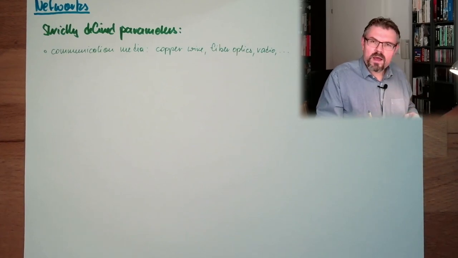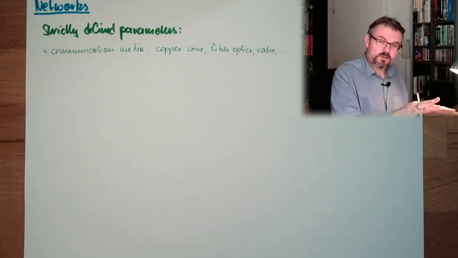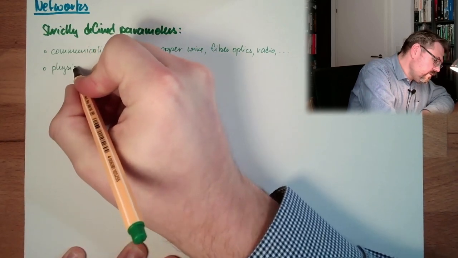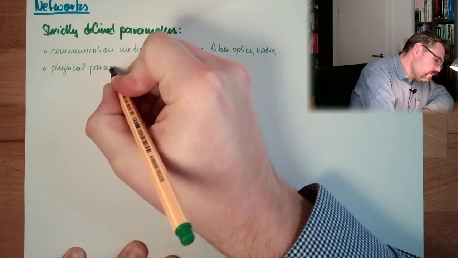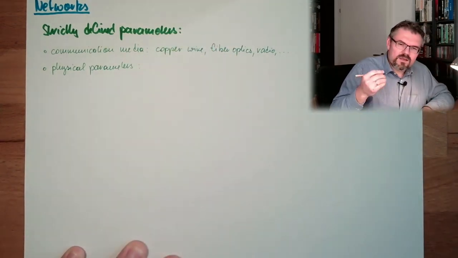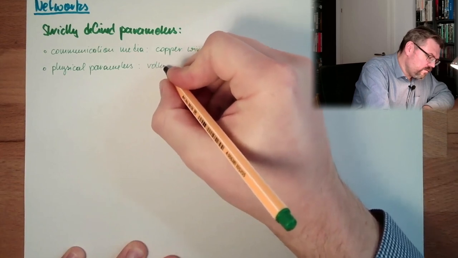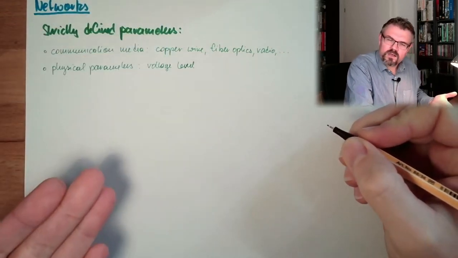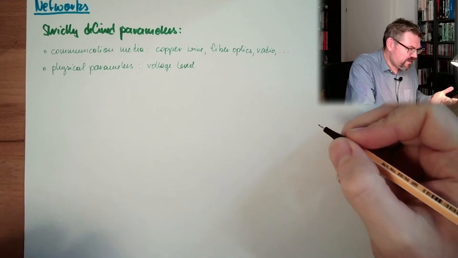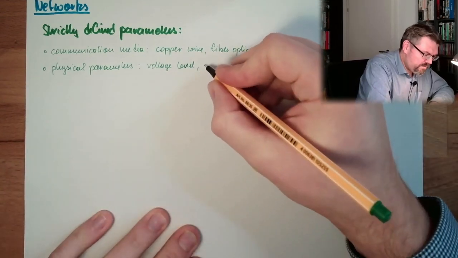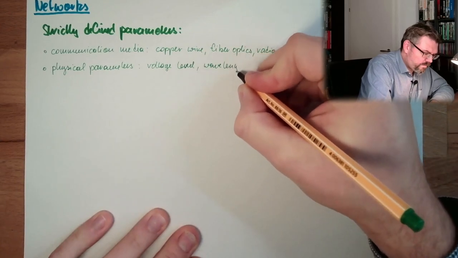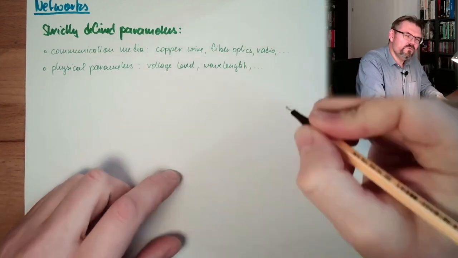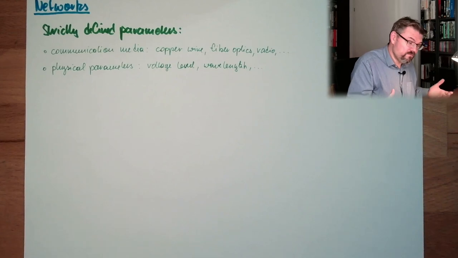If I would use a copper wire and you try to receive something with your antenna, it's not working. So it's defined. And then not only this, also the physical parameters need to be defined. So what is the voltage level, for instance? If you're using a copper wire, you have a voltage level or a permissible current or something like this. And if you have fiber optics or radio, it might be the wavelength. You need to tune. If you're using radio communication, you need to tune to the correct frequency. Otherwise you will not receive something.